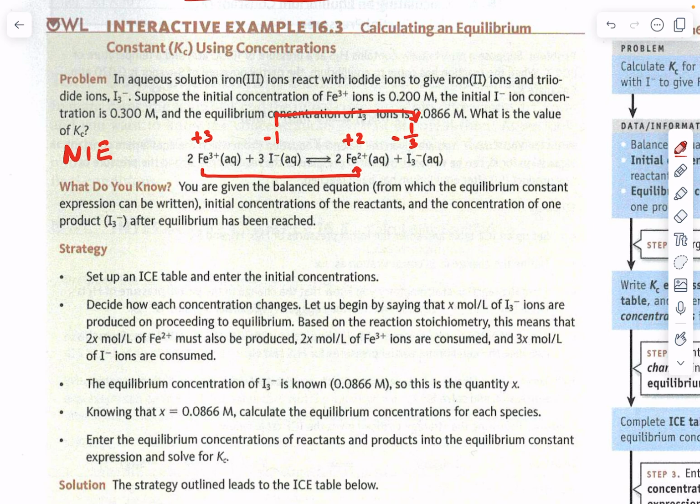Now, be that as it may, we have a 2:3 to 2:1 ratio in the net ionic equation. What are we given? We're given the molarity of my iron, or my ferric, which is the old Latin name, my iron 3+ ions, and we're given the molarity of my initial concentration of iodide ions, and then we are also told that the concentration of the I3- is right there, and that is at equilibrium.